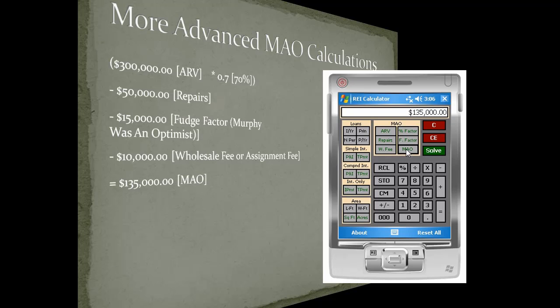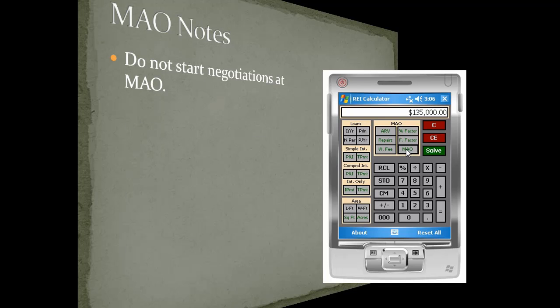And we see that the most that we can offer the property in this scenario, if we want our $10,000, and if we want to have a $15,000 fudge factor, and we expect the repairs to be about $50,000, is $135,000. Now, again, this is not something that you're going to offer right away. This is the line in the sand that you've drawn that you do not want to cross.